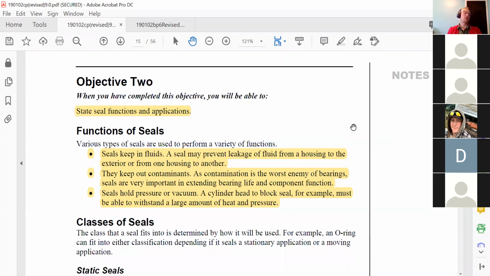So what does a seal do? Now we're going to talk about bearings and seals. And if you've noticed, bearings and seals actually work really closely together pretty much all of the time. So what does a seal do? It keeps fluids in, keeps bearings lubricated. You bet. The other thing a seal does is it keeps contaminants out. Contamination is the worst enemy of a bearing. Seals are very important to extend bearing life and component function. And they can hold pressure or a vacuum. This is only in certain circumstances, okay?